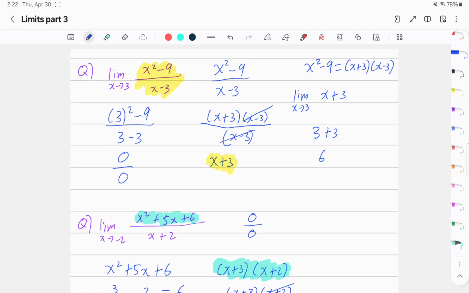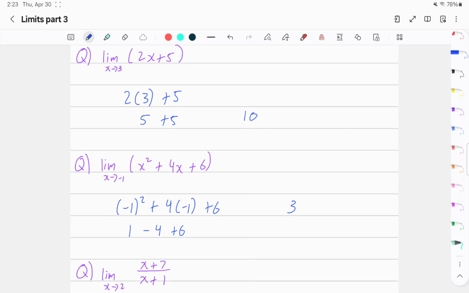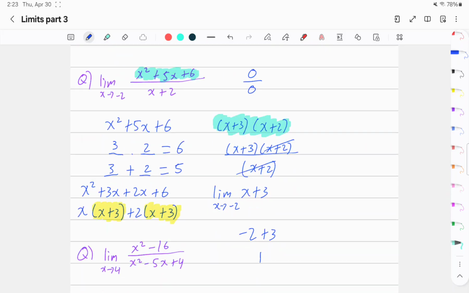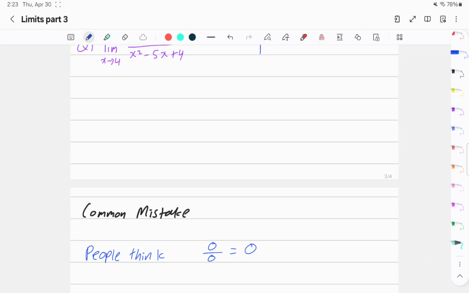Keep simple steps in your head: plug in first. See if you're getting an answer. If you're getting an answer, you're good. But if you're not getting an answer, and you're getting an indeterminate form, then you do the simplification through factoring. I showed you the simple kind of factoring, and pretty much that's it for factoring.